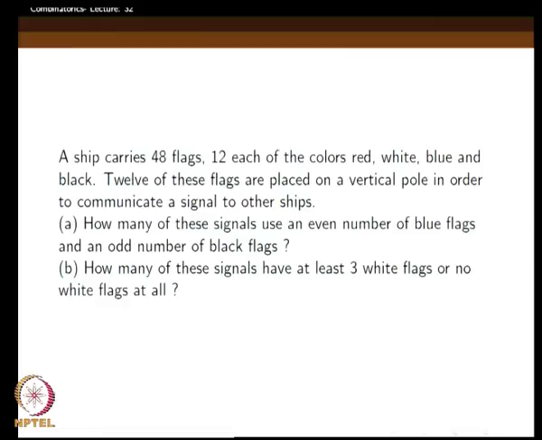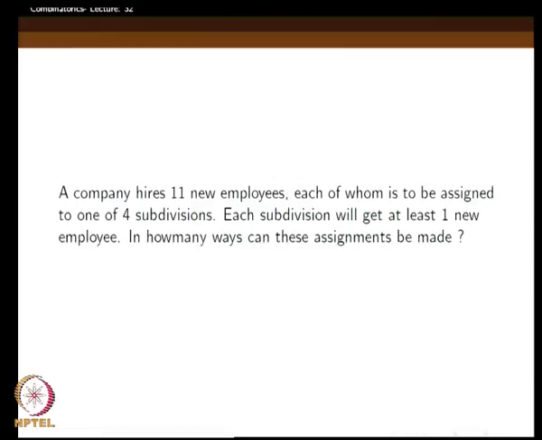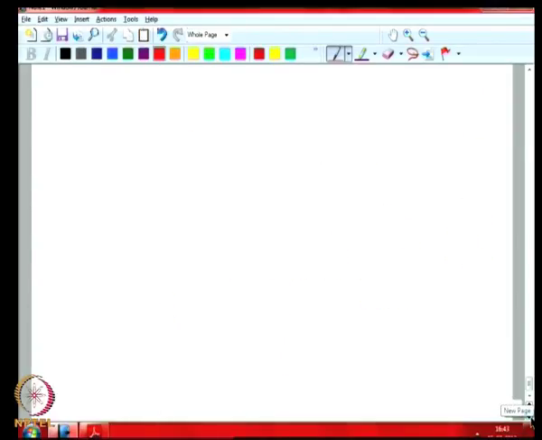And the next question is this: a company hires 11 new employees, each of whom is to be assigned to one of 4 subdivisions. Each subdivision will get at least one new employee. In how many ways can these assignments be made? So let us say the subdivisions are called A, B, C, D. 11 people are coming, so they are different people of course.